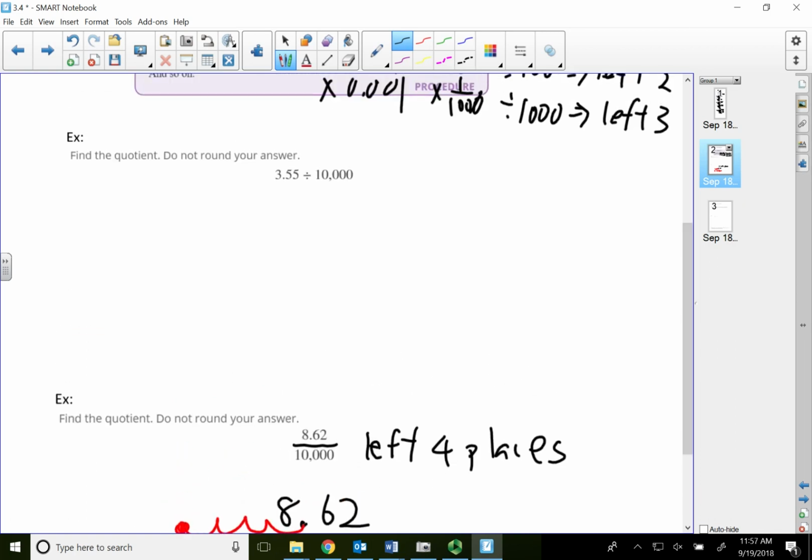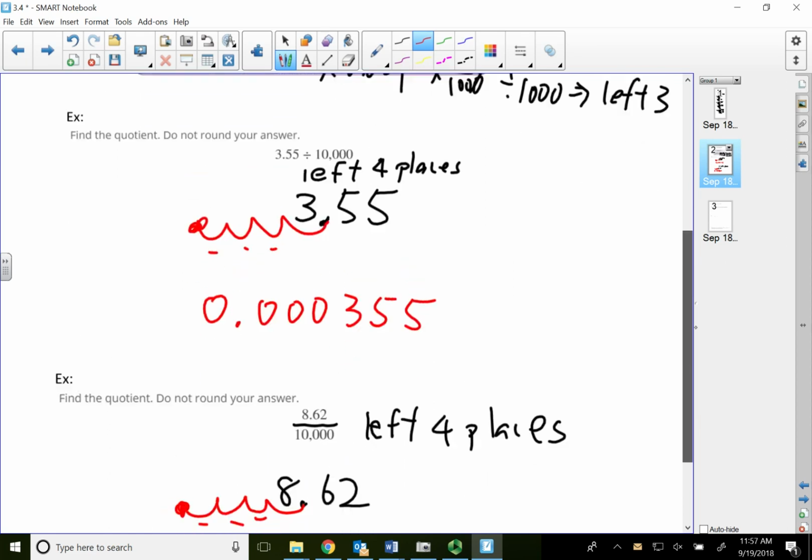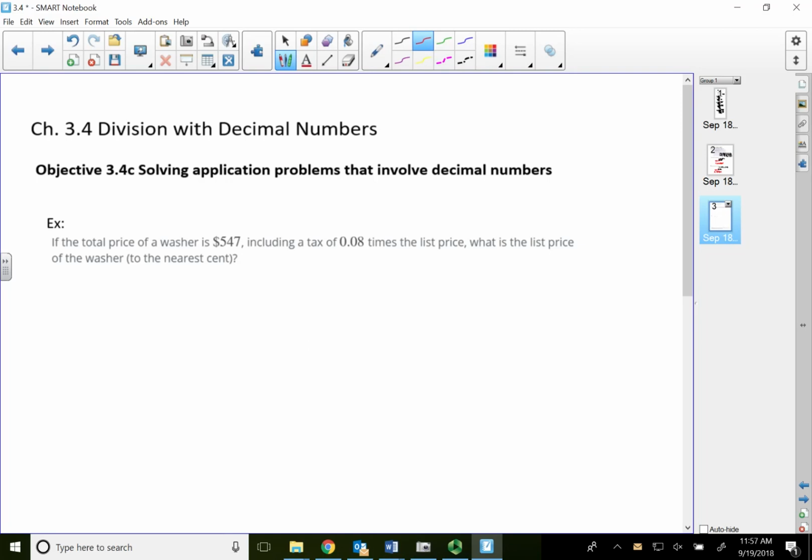All right, so this is another 10,000. So for the 3.55, divided by 10,000, that's left, four places. Dividing by 1,000 means move to the left three places, 10,000 will be four places. So that's 1, 2, 3, 4. So that's 3 empty slots in front of the 3. So that's why my answer would simply be 0.000355.